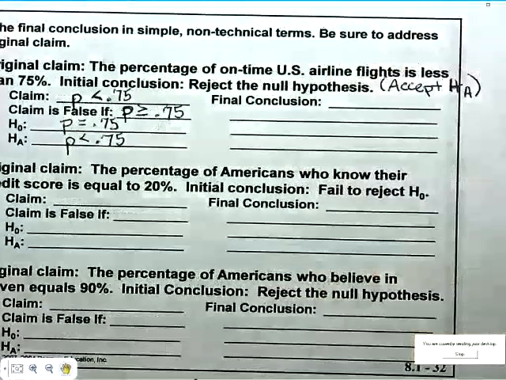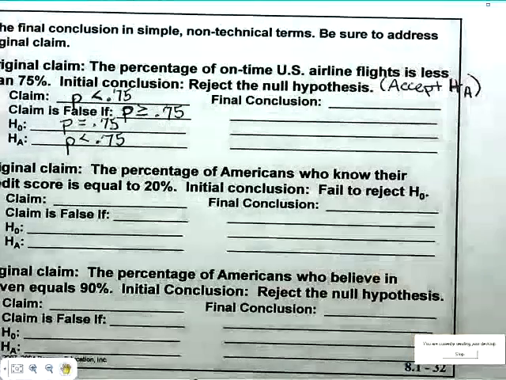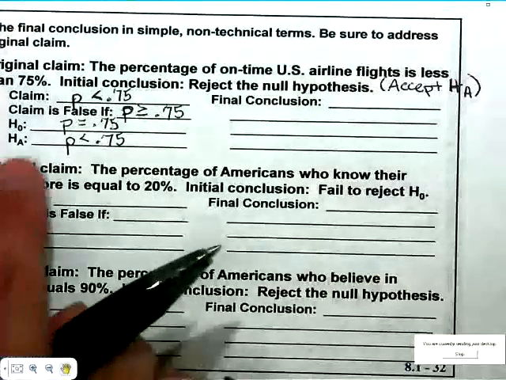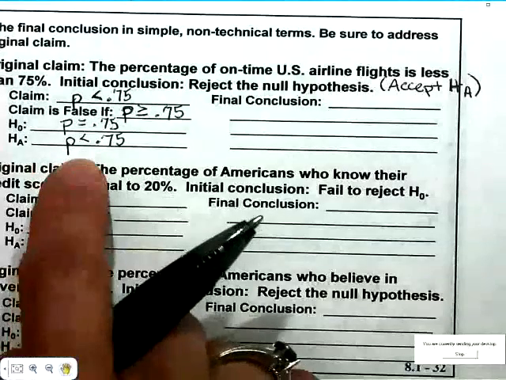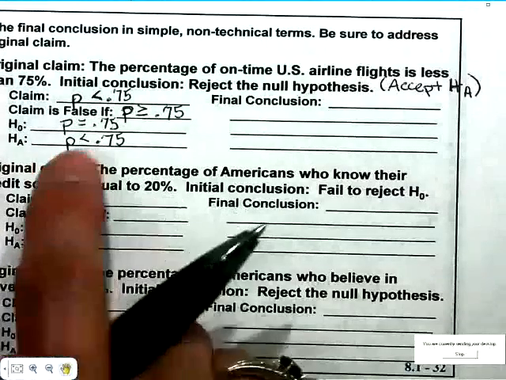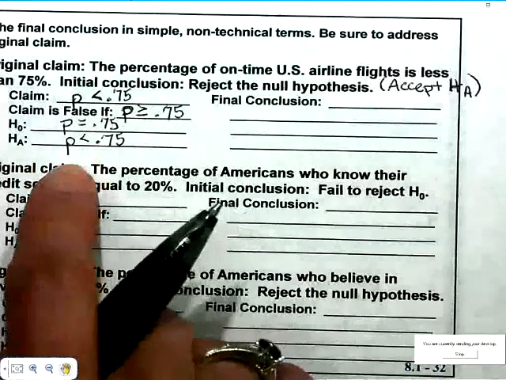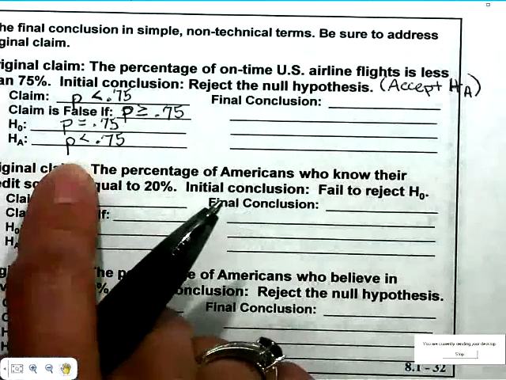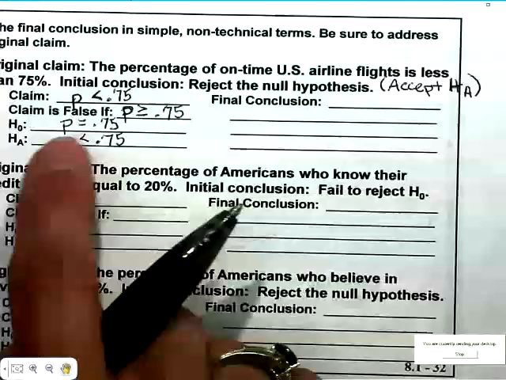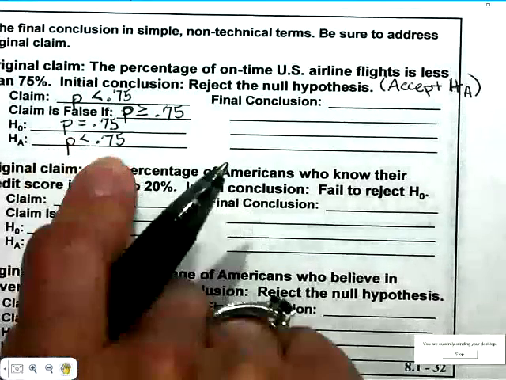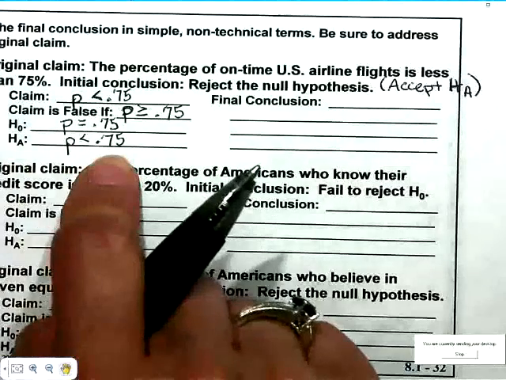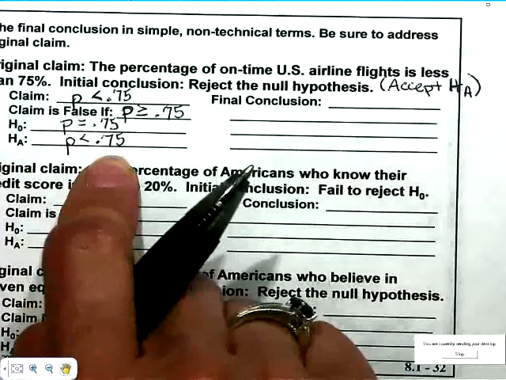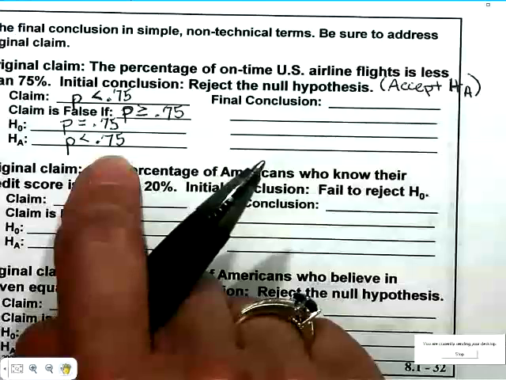So whatever you've written for your alternative hypothesis, that's what the truth is. If you reject the null and you accept the alternative, you're saying there is enough evidence to suggest that P is less than 0.75. Now, that still doesn't need to be your concluding sentence in your newspaper article. P is less than 0.75. Doesn't need to be it.